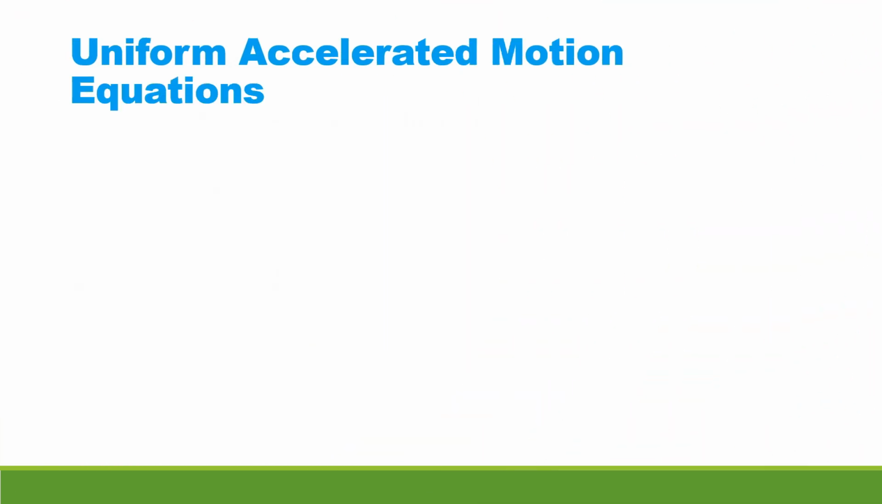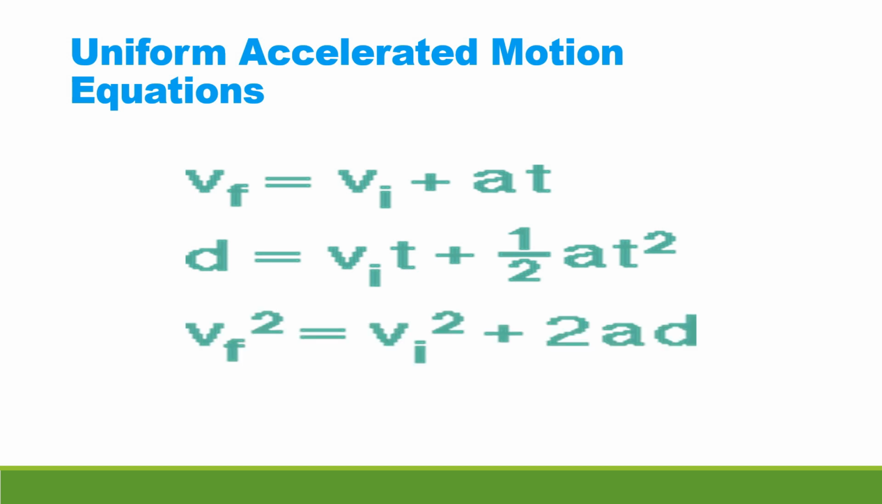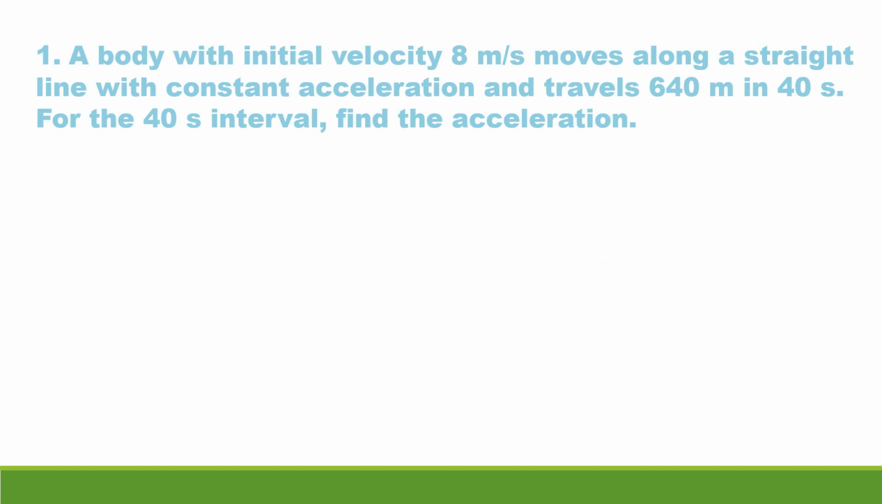Uniform accelerated motion has 4 equations. One was already shown to you earlier in the video, which was equation number 1: final velocity is equal to initial velocity plus acceleration times time. Equation 2, equation number 3, and equation number 4. Let's have an example.